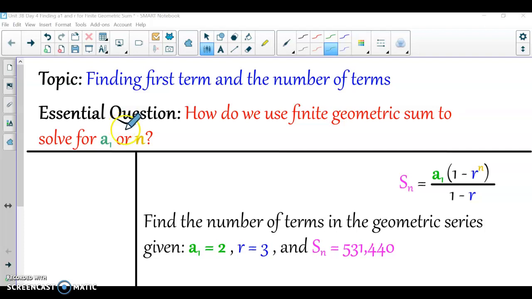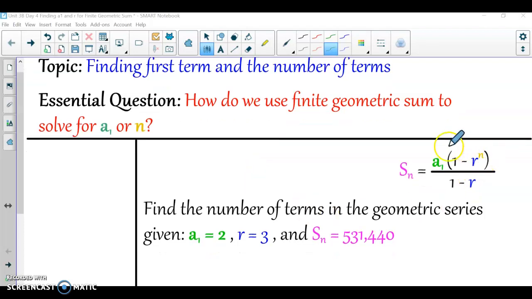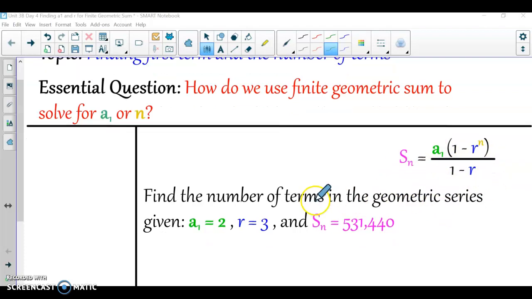Welcome everyone. Today we're going to see how to find the first term and the number of terms using a finite geometric sum. And so remember the finite geometric sum formula, which is pictured right here, is the formula we're going to use. So we have the following.